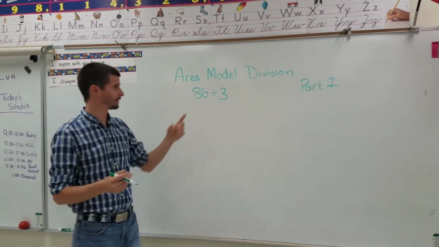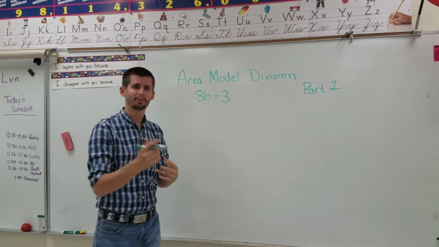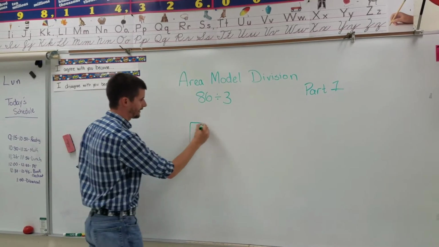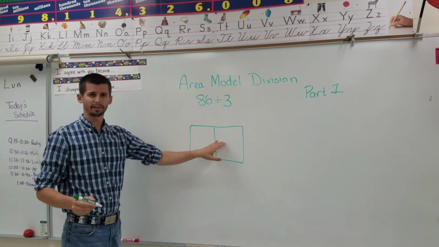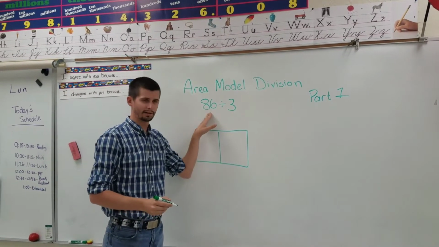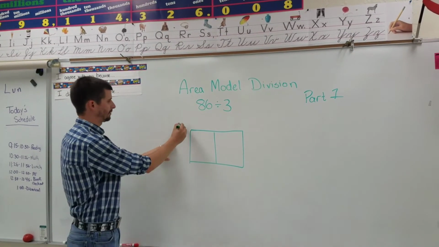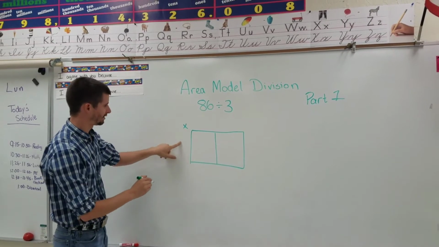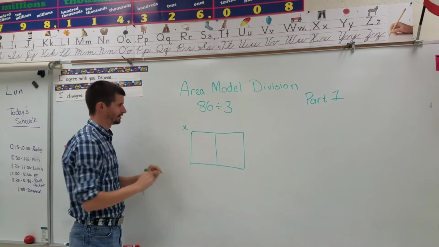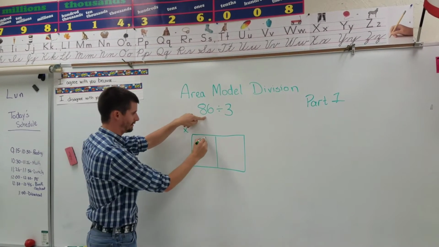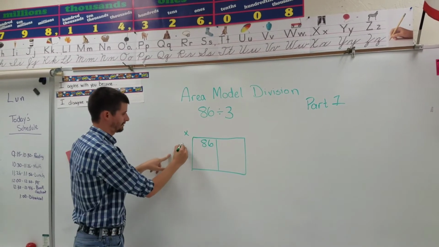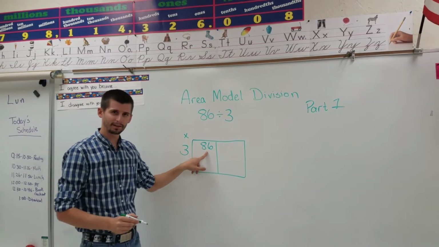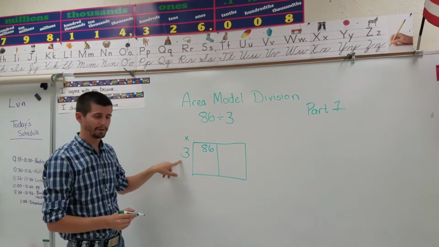So we're going to set up our area models just like what we did for multiplication, where we're having a rectangle, and I'm going to split it into 2 sections because my dividend is 2 digits. I'm going to put the multiplication sign here to help me know that I'm multiplying this number and this number. I put my dividend this time on the inside, and I put my divisor on the outside. So I'm going to have 86 on the inside and 3 on the outside.